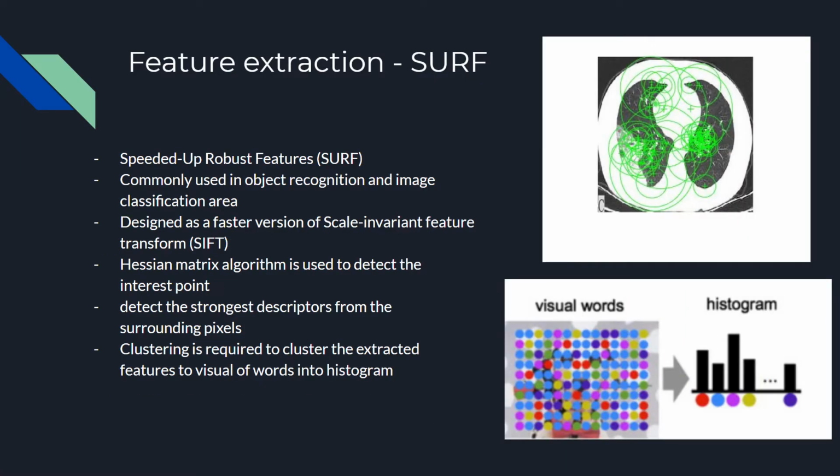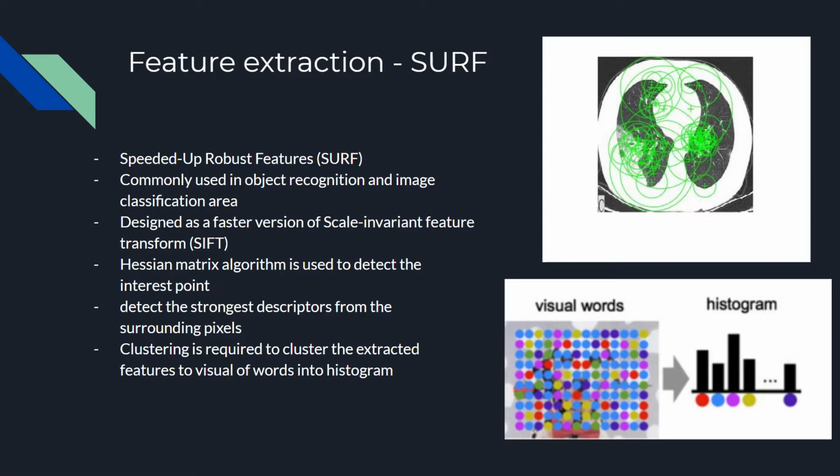In this slide, I'm going to talk about the second feature extraction method that we use. It is called SURF. The full name of SURF is Speeded Up Robust Features. It is another very common feature extraction method used in object recognition and image classification. The original idea of designing SURF is to make a faster version of the scale invariant feature transform. SURF uses the Hessian matrix algorithm to detect the interest points, and after that it detects the strongest descriptor from the surrounding pixels.